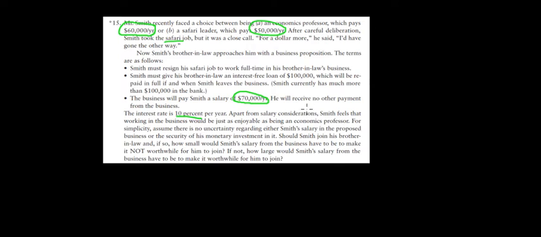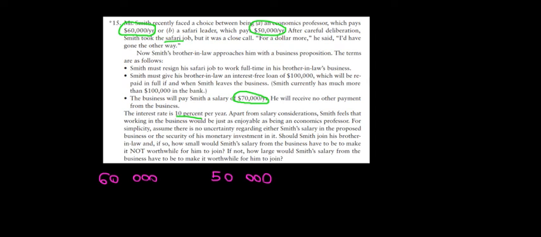Apart from consideration, Smith feels that working in the business is just as enjoyable as being an economics professor. Should Smith join the business or not? Basically, this is the question. Let's work with that. Now, first of all, let's go from the beginning. We can see that Smith chooses the safari job for 50,000 a year. So between 60,000, which is the benefit of being a professor, and 50,000, he chooses the 50,000.